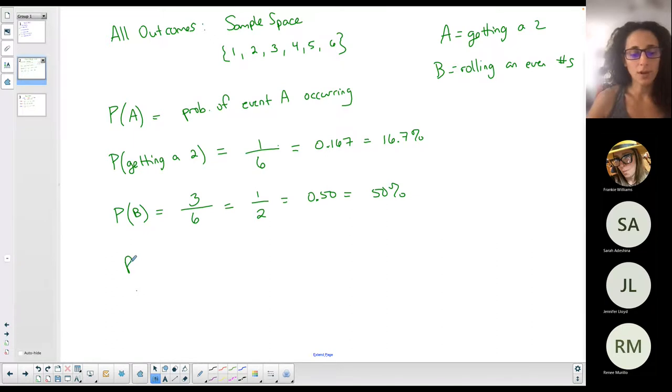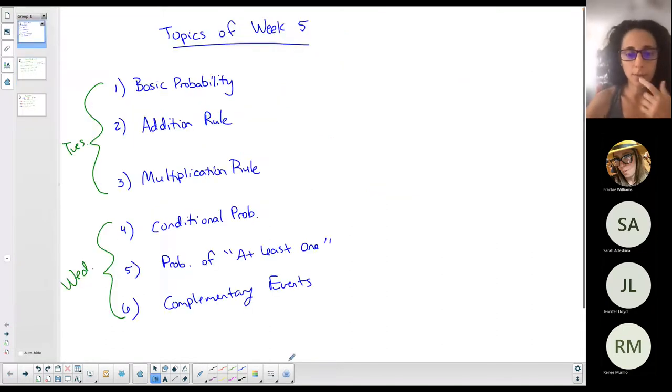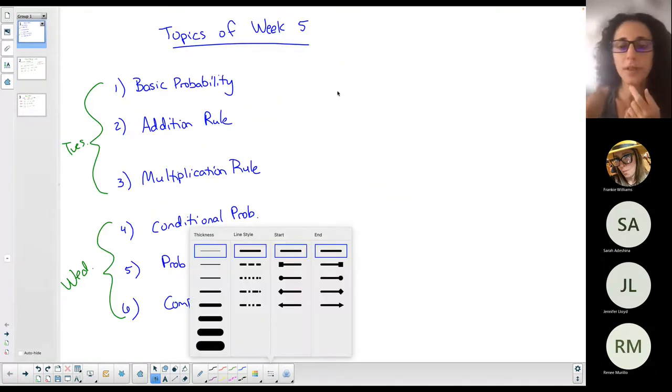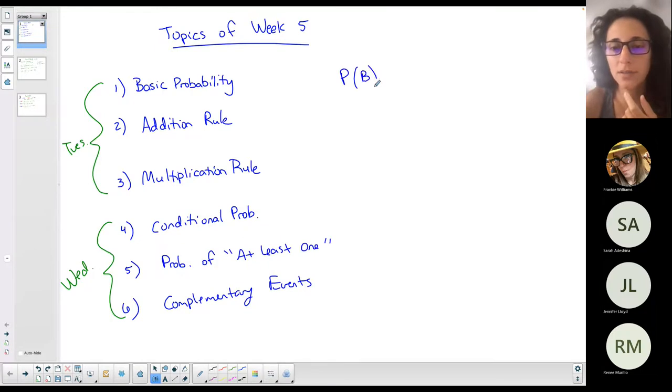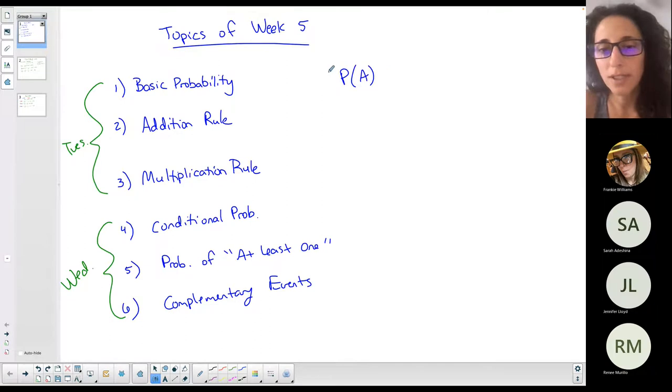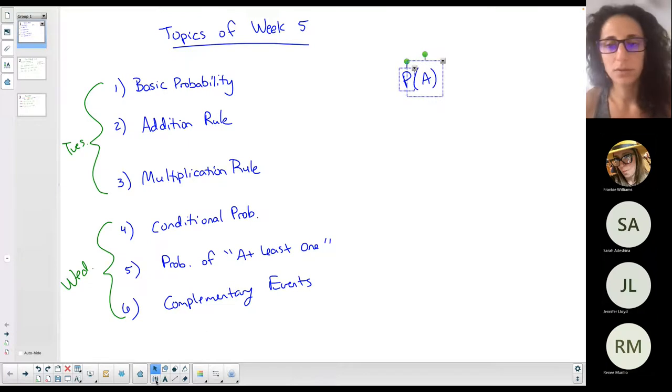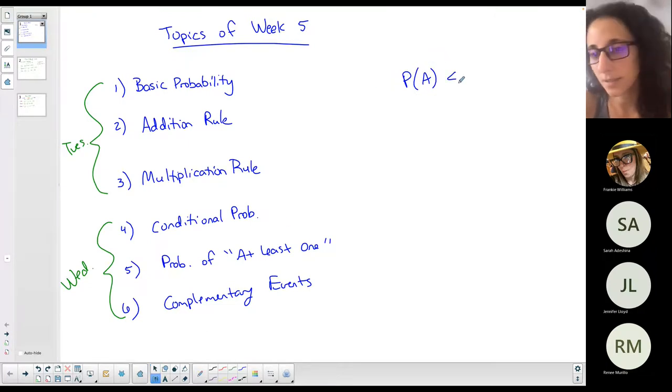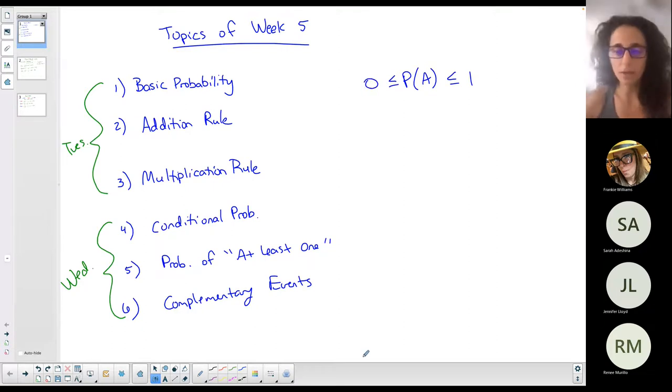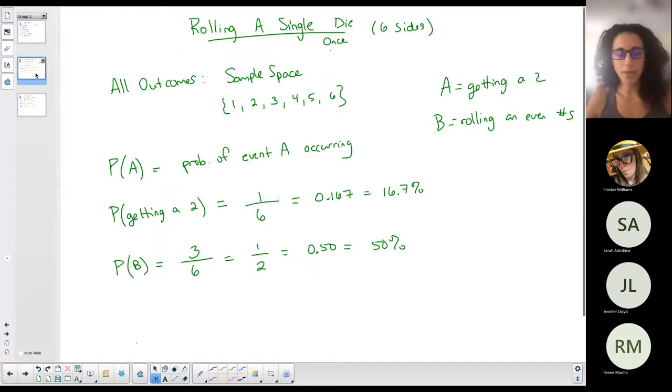So we have requirements. I'll put them up here. You know that any probability of any event, we'll call it A, must be a value or a fraction that is less than or equal to 1, but also greater than or equal to 0. It has to be a decimal bigger than or equal to 0, but less than or equal to 1. How would I get 1?